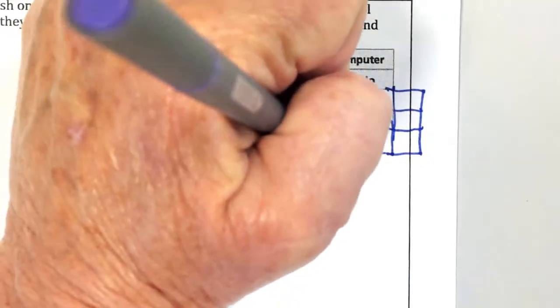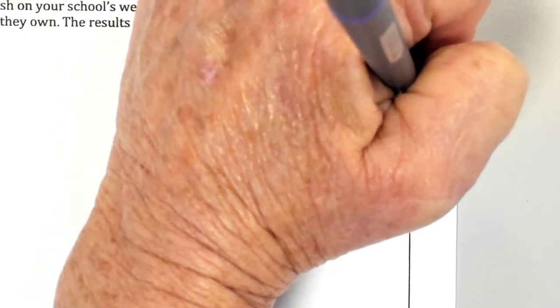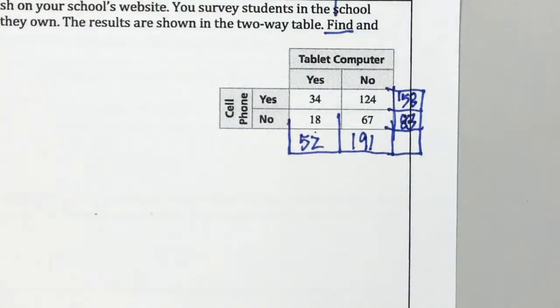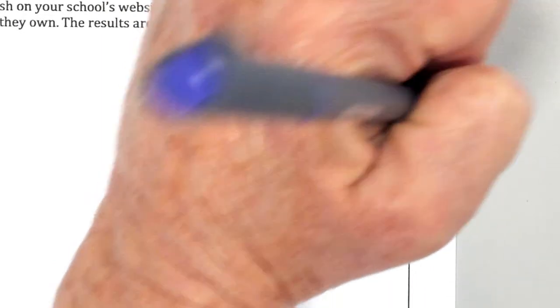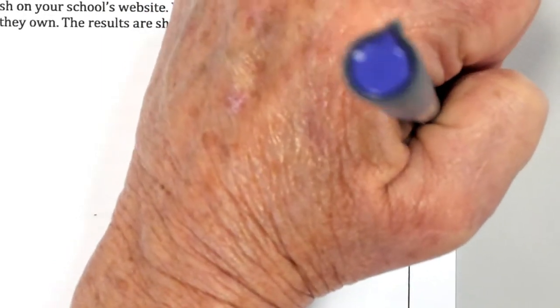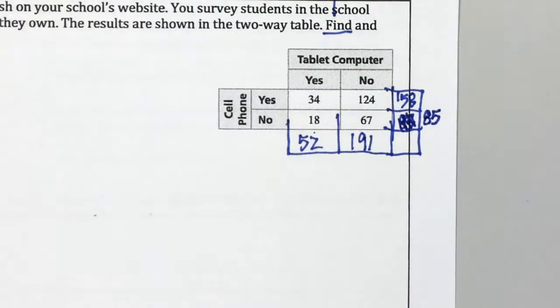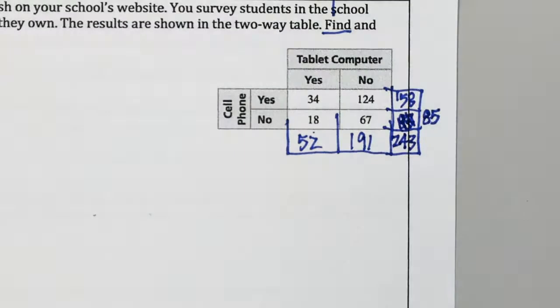So I get 52 and 191. And I get 158 and 85. And when I add all of that, I didn't mean to write 83, it's 85. And when I add all of that up together, I get 243, just like that. So we are good.